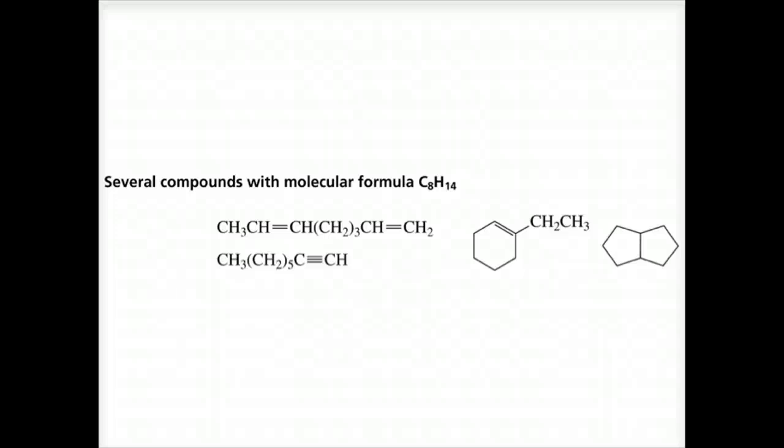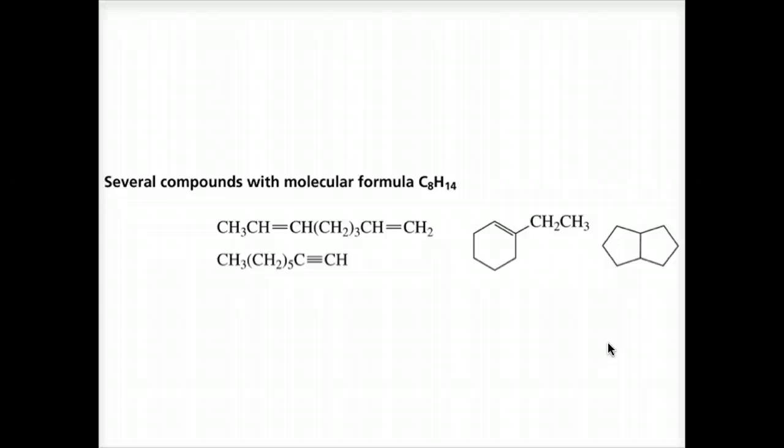Hello, this is Alkenes Part 2. As you can see on this slide, based upon the formula of C8H14, we have several compounds that are possible. As you can see on the slide, 4 different compounds. Each of these has C8H14 as a molecular formula.